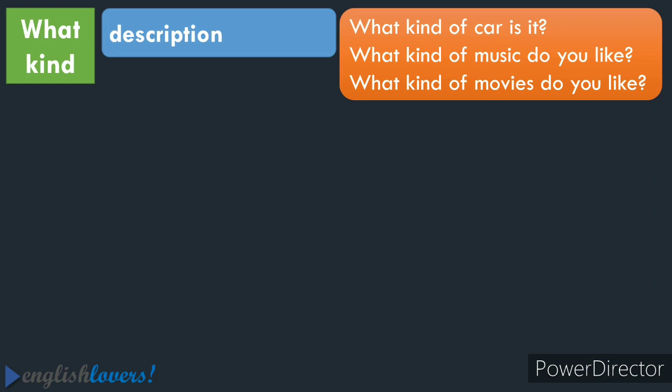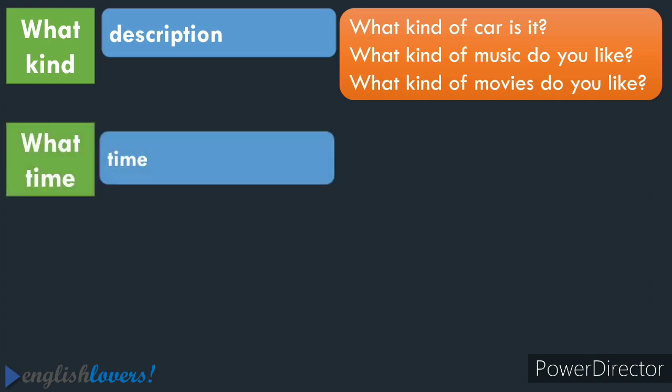What kind of music do you like? So here the speaker wants you to answer the type of music that you like, whether it's classical music, western music, or pop music. So that is the answer that you can give. Or, what kind of movies do you like? So here the response can be action movies, horror movies, romantic movies. So that kind of answer is expected, the description.